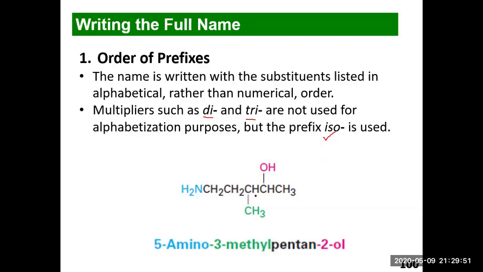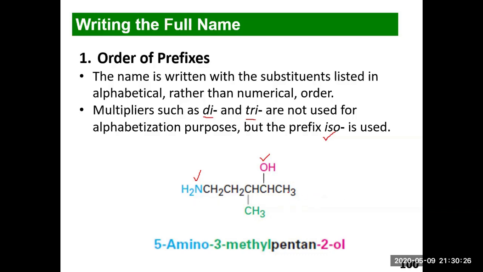Again, looking at this molecule, the first thing we have to do is to look for functional groups and decide which of these functional groups is the principal group or the priority group. So in this case, we have the hydroxyl group and we have the amino group. Now, hydroxyl groups rank higher than amino groups, therefore this molecule will be given the name as an alcohol.